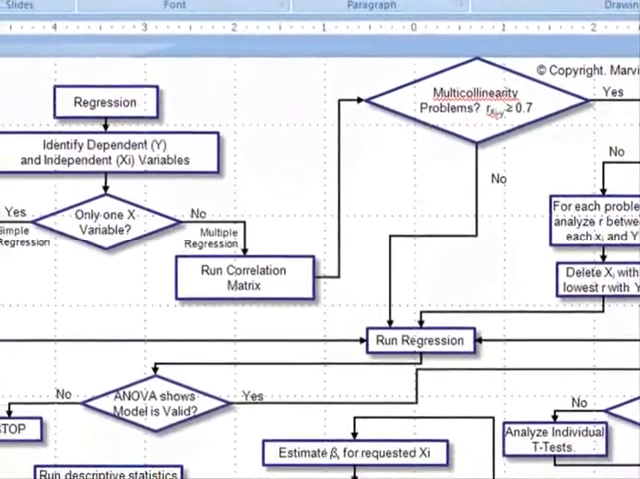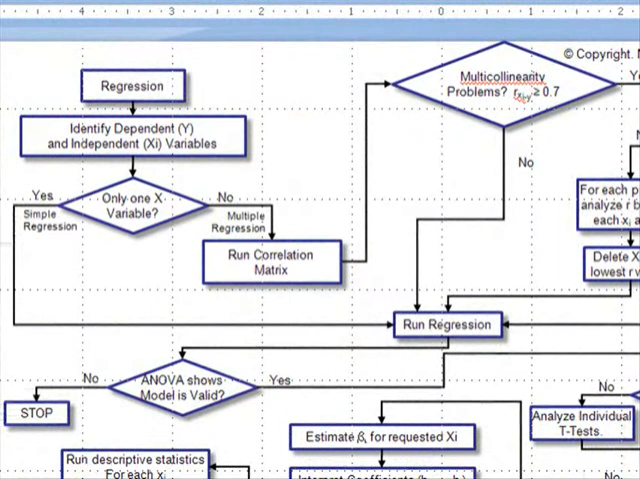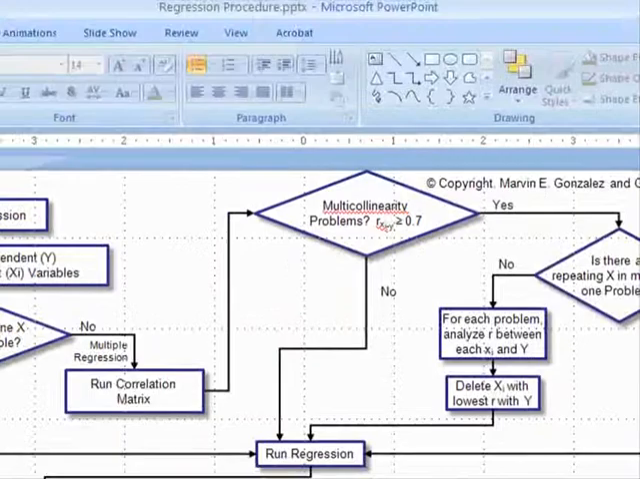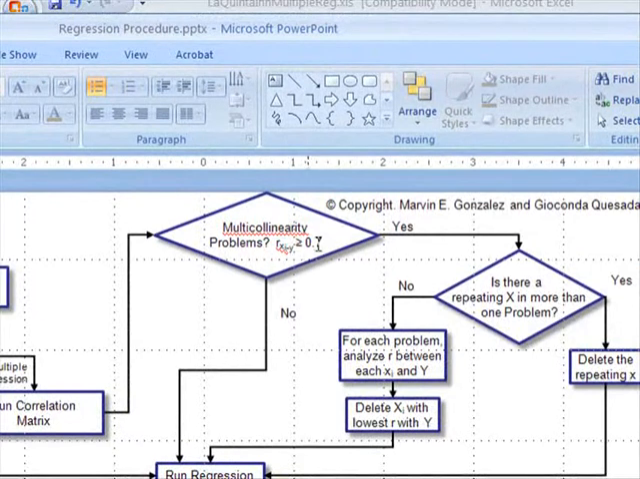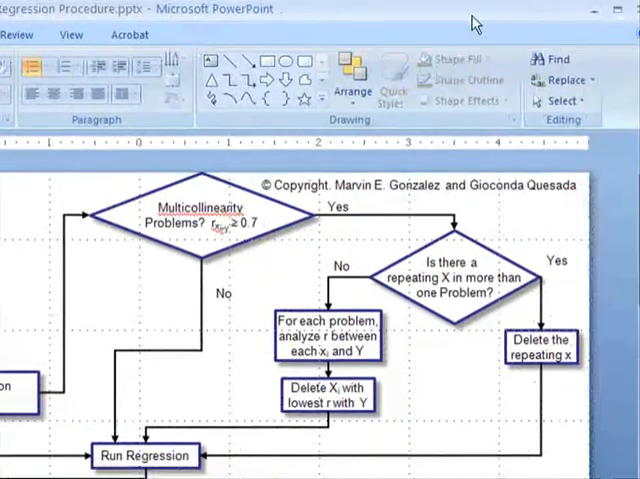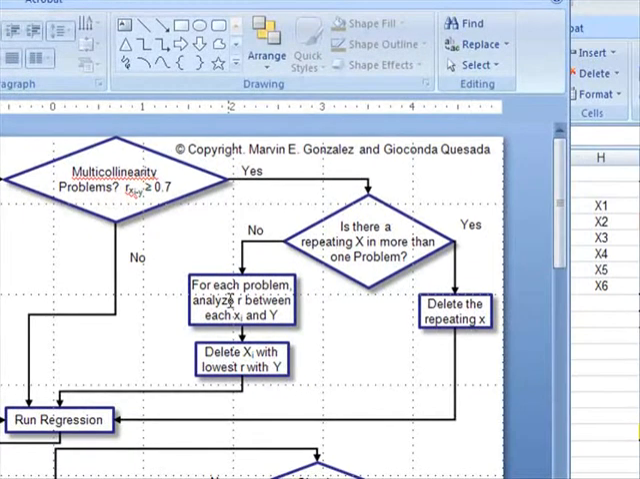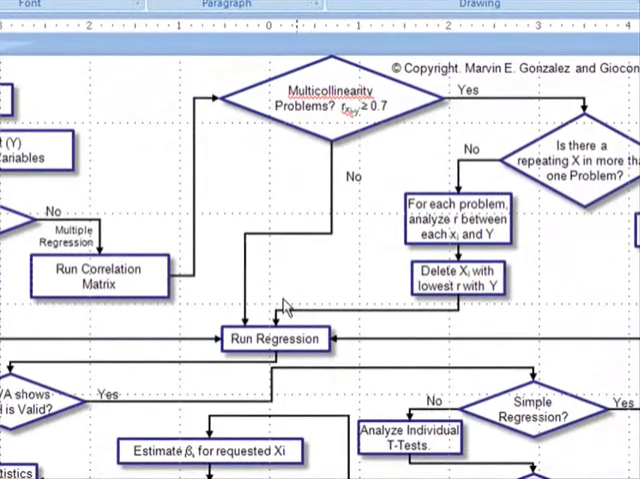Notice that we're following the regression procedure that's in the book, and it says we first identify my variables. We did that. Do we have only one variable? No, it is multiple regression. Run the correlation matrix. Do we have any problems of multicollinearity greater than 0.7? Yes. Is there a repeating x variable? No. Now we're going to analyze r between x and y, and delete the lowest r with y. We deleted x1. Now the next step is to run regression.